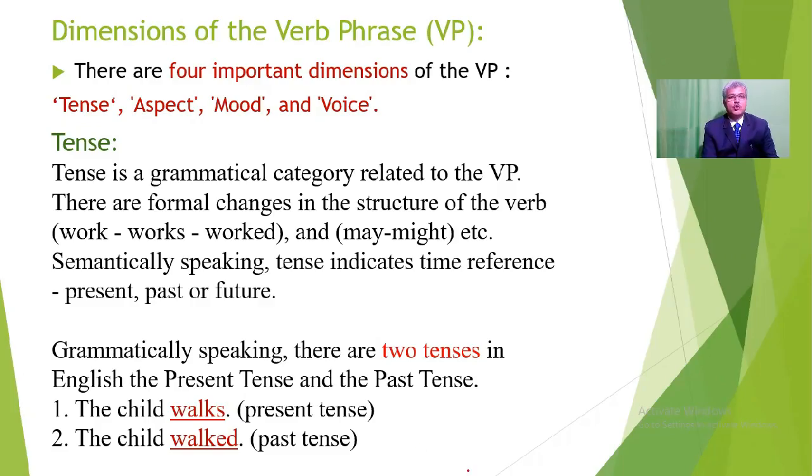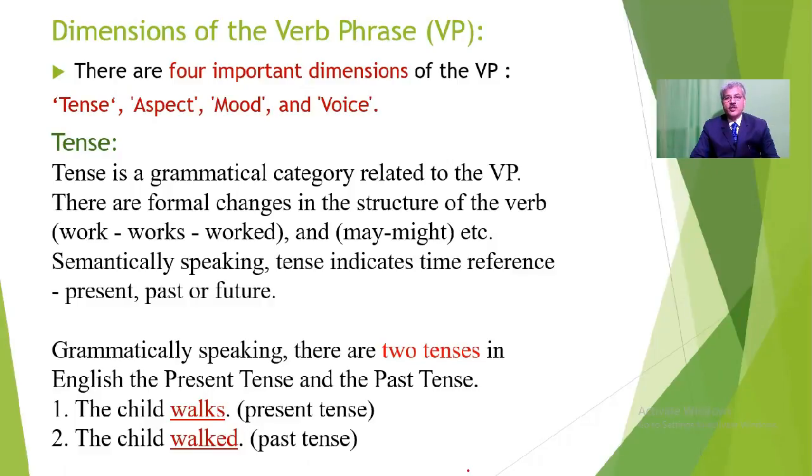Dear learners, now we will move towards the next slide, dimensions of verb phrase. There are four important dimensions of the verb phrase: tense, aspect, mood, and voice. I repeat, in verb phrase, there are four important dimensions. Number one, tense, aspect, mood, and voice.